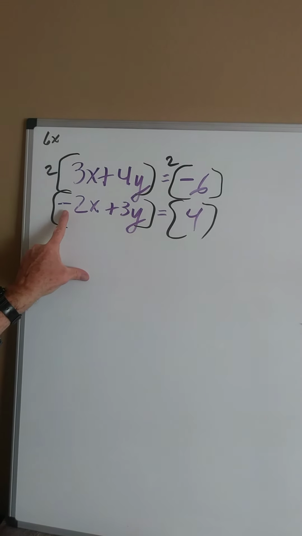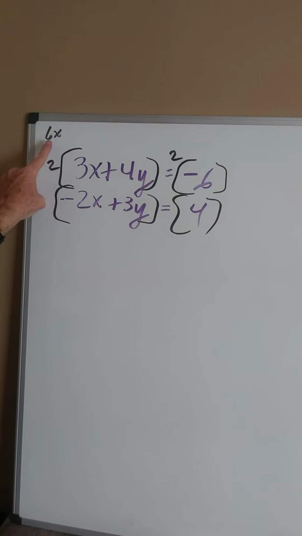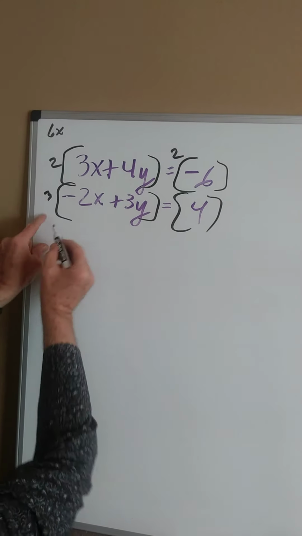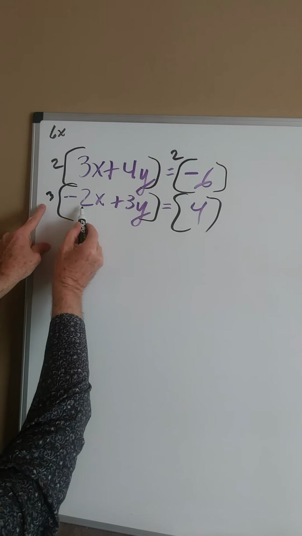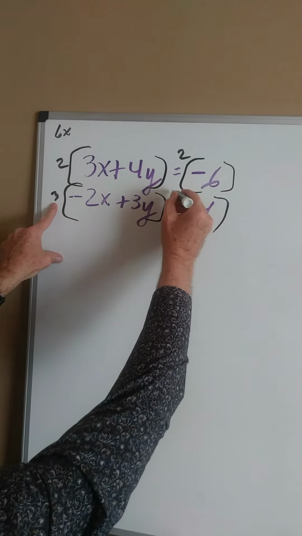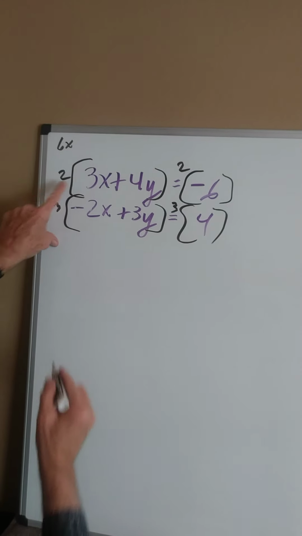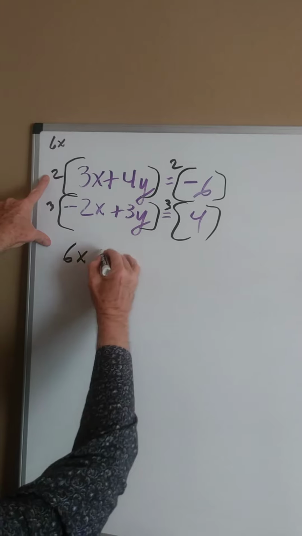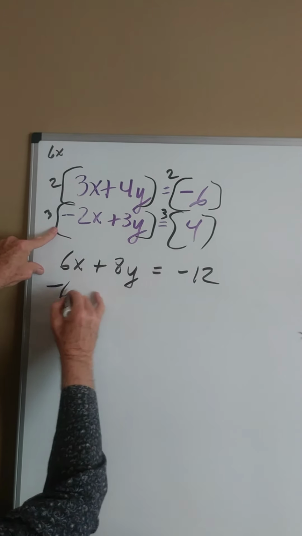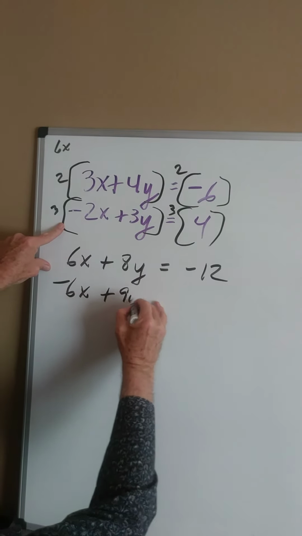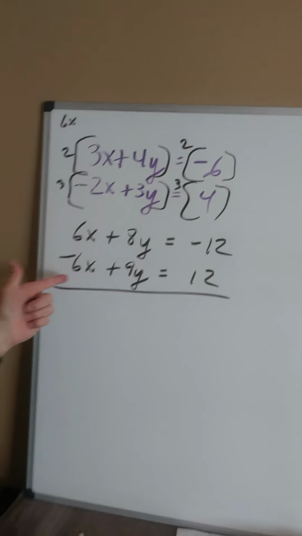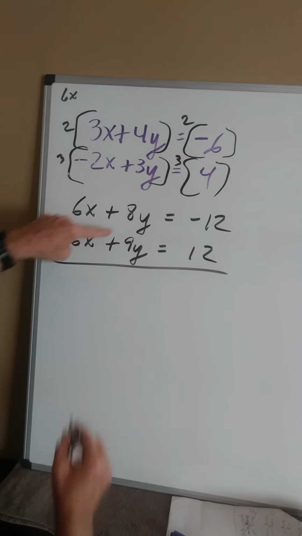This one, he's going to have to become the opposite of him. He's going to have to become a -6x. If we multiply by 3, 3 times -2 is a -6. That's +6 by 3. Got it. Back up here, distribute. 6x plus 8y, -12. -6x, +9y, 12. Draw the line. Add down. Goodbye. Hello.